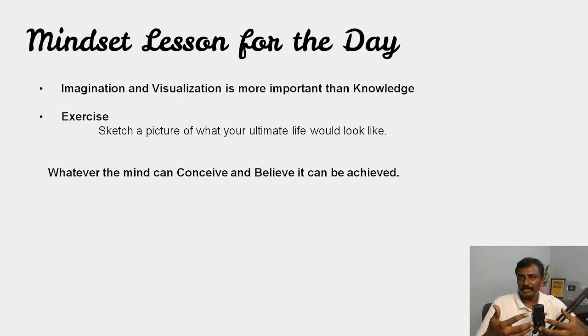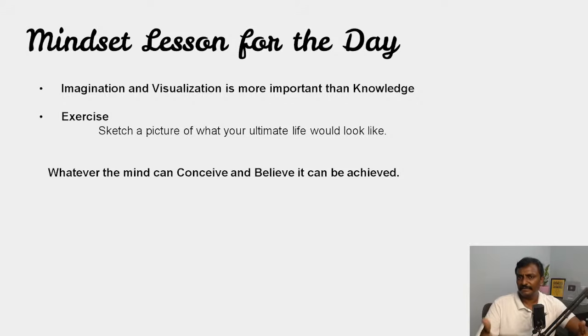So I want you to do this as a practice: sketch a picture on a paper of your ultimate life, what kind of life you would like to have, what kind of house you would like to live in, what kind of car you would like to drive, and what kind of income you want to earn. Put it on paper, so that your brain will communicate with the hand, neurons will get fired, and your eyes will see the sketch and take feedback. It goes back again to the subconscious mind.